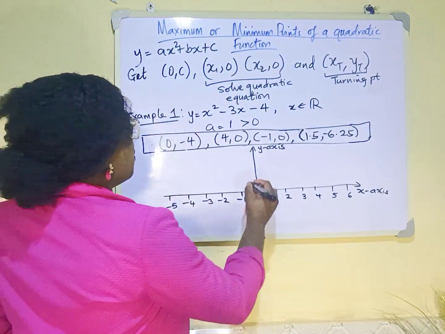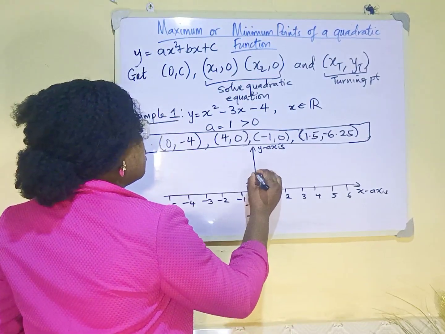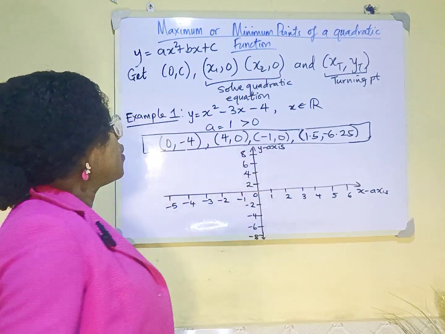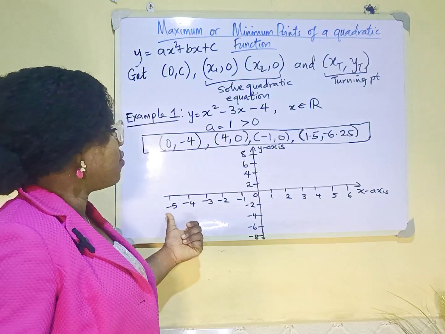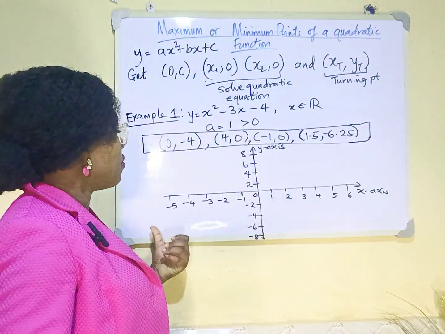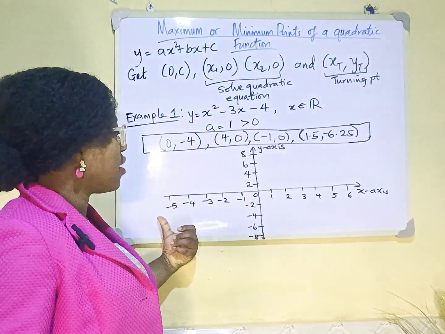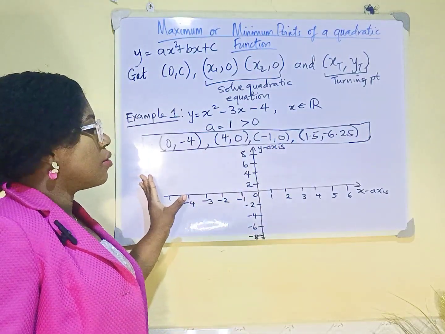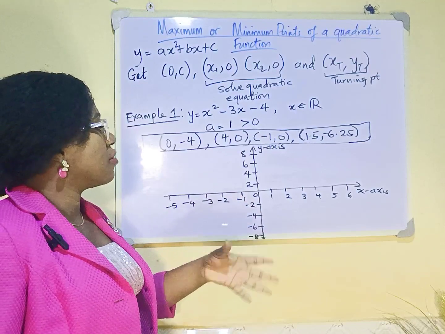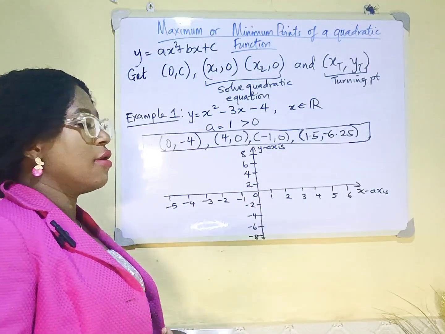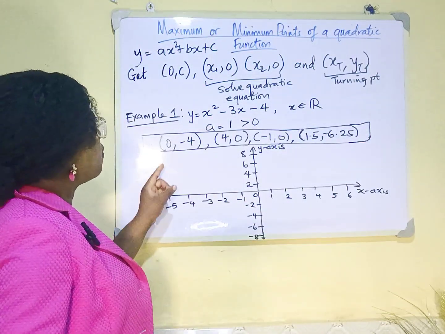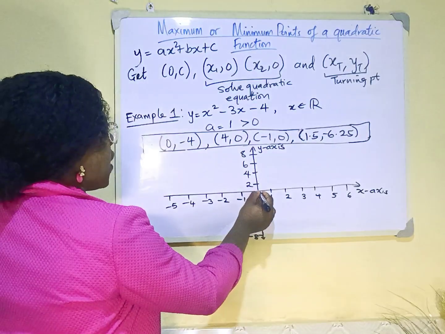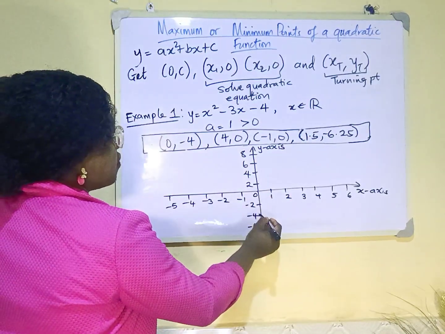Next, to go upwards, we have 2, 4, 6, 8. It's not necessary that the number you start with is what you stop with on the negative side. This graph may not look perfect, but it's something. Try to get the process. The first thing is to locate 0, c: when x is 0, y is minus 4. This is the point.